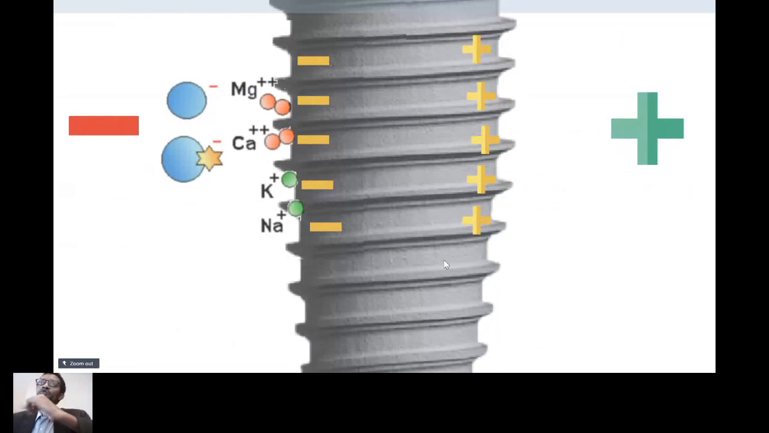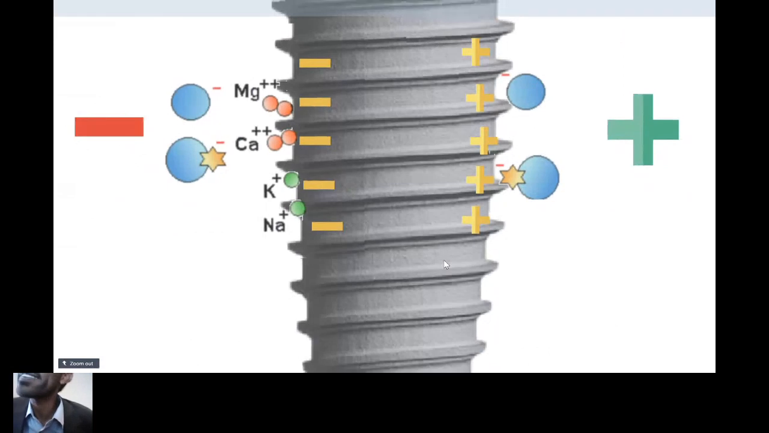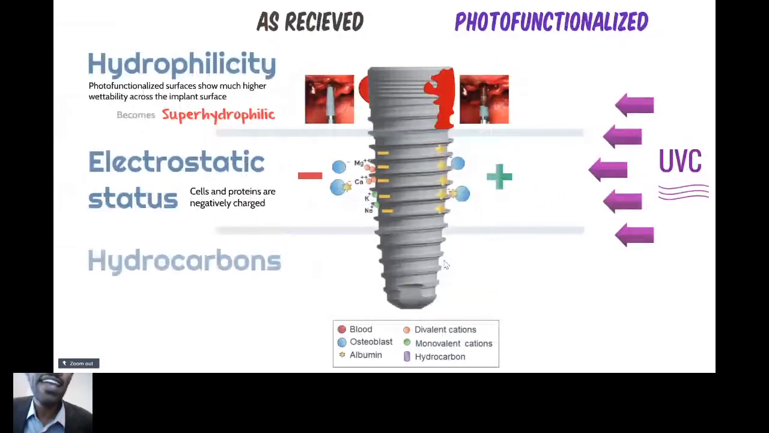What happens if I do photofunctionalization, if I apply UV light on the surface? Now you have a negative and a positive, which means your cells and your albumin, your proteins will directly attach. It doesn't need any carrier, nothing in between. They directly start attaching to the surface, which means more and faster attachment of your proteins, which is the first step of osseointegration, as I showed you before. So that's the second effect of UV photofunctionalization.